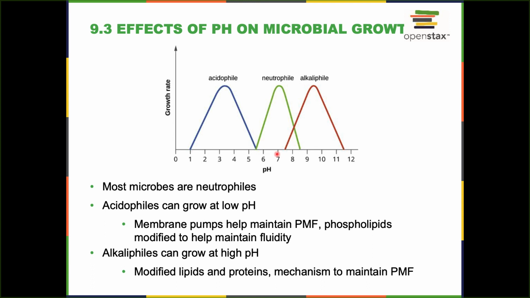And it's the same for alkalophiles. Those that grow at high pH, in order for them to survive, oftentimes they're going to have to maintain a proton motive force, because they're going to be in the opposite situation as acidophiles. And they're going to have to be able to modify their lipids and proteins, so their protein structures and lipid structures are designed so they can maintain structure at high pH.